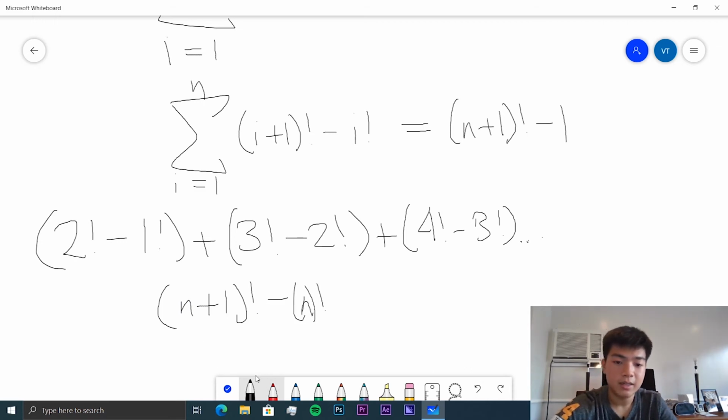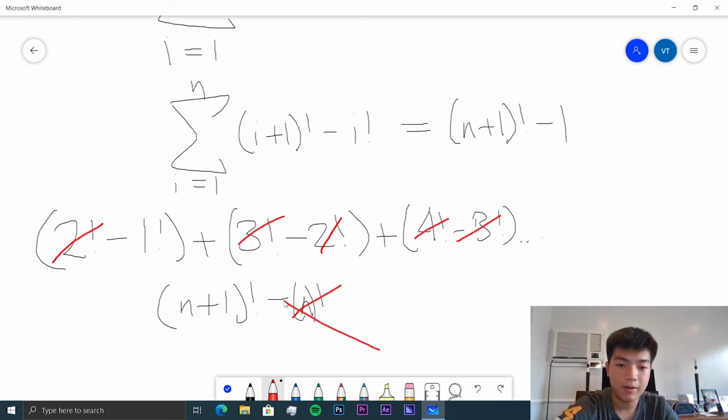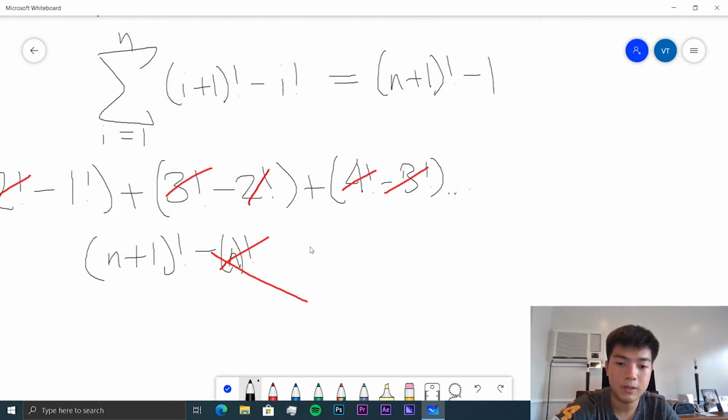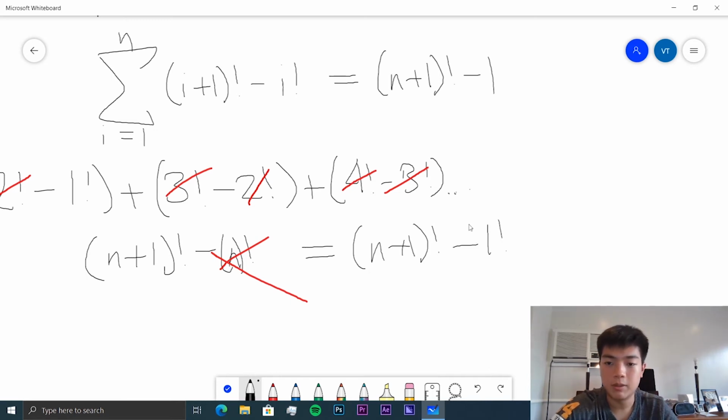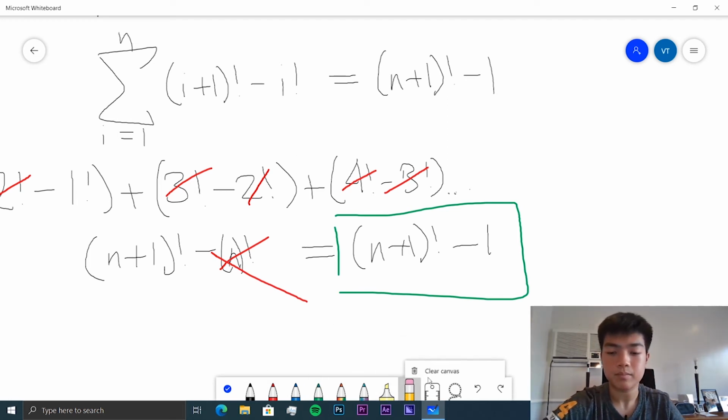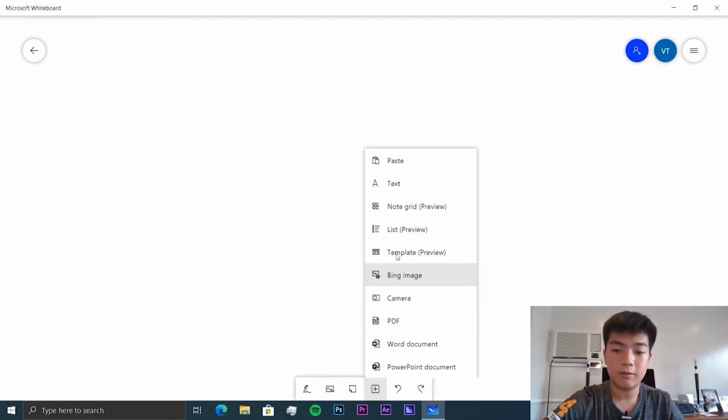And so since we can cancel out all of these terms, since they're repeating, what we do end up with finally is the first and last terms. Only the first and last terms remain. So this simplifies into (n plus 1) factorial minus 1 factorial, which is 1. So this simplifies into (n plus 1) factorial minus 1. So there is our direct proof. And then on to the final question.